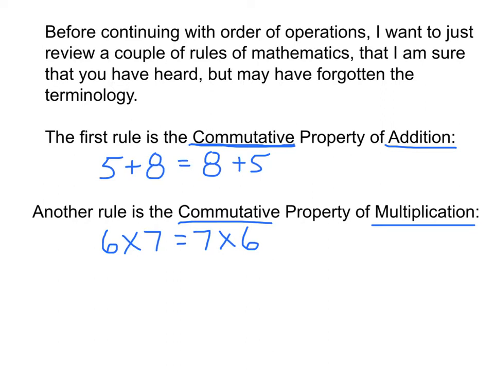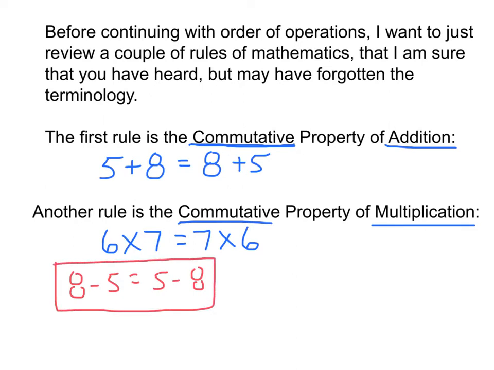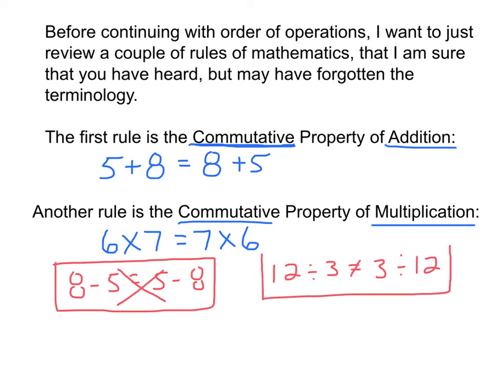Is there a commutative property of subtraction? In other words, is 8 minus 5 equal to 5 minus 8? Those two are not equal to each other, so there is not a commutative property of subtraction. For the same reason, 12 divided by 3 does not equal 3 divided by 12. So there is also not a commutative property of division. There are just commutative properties of addition and multiplication.